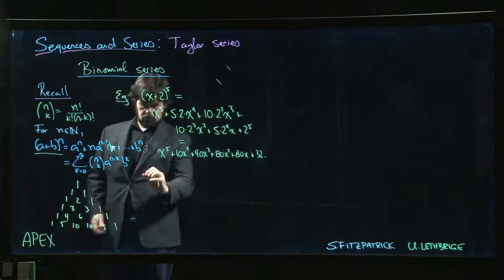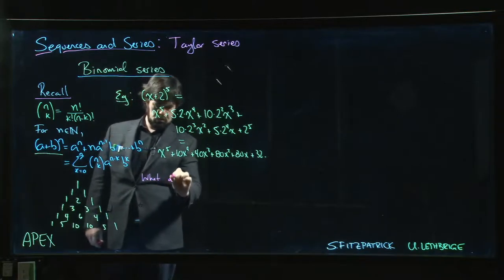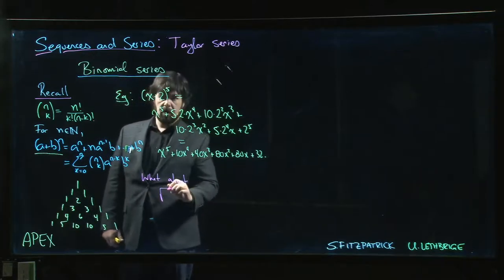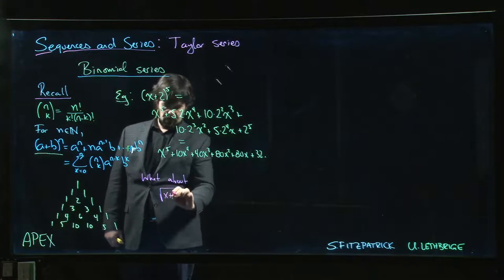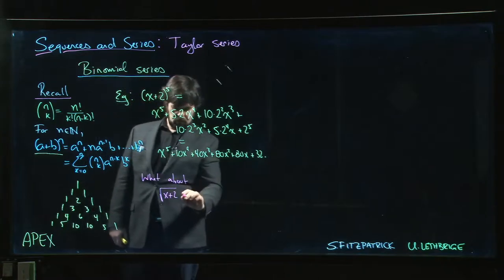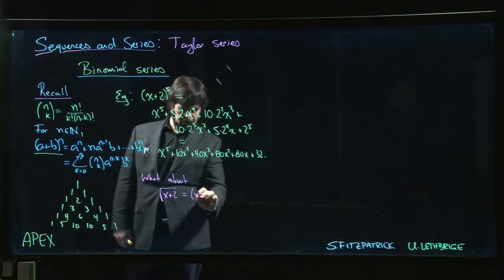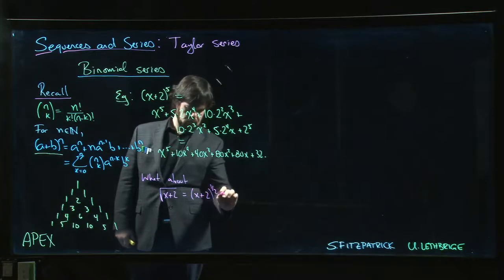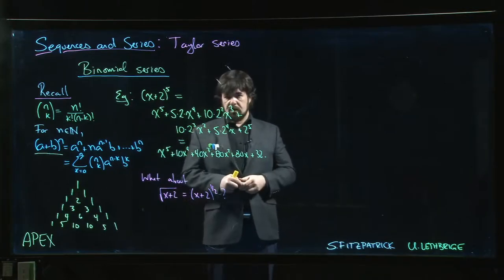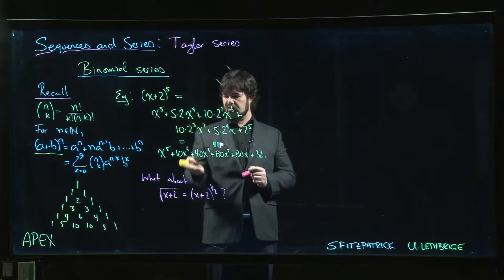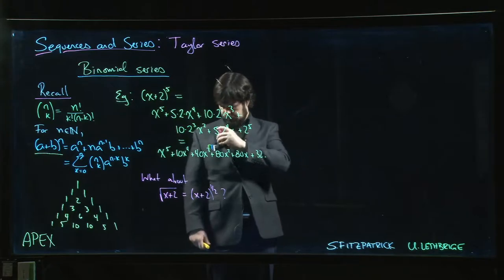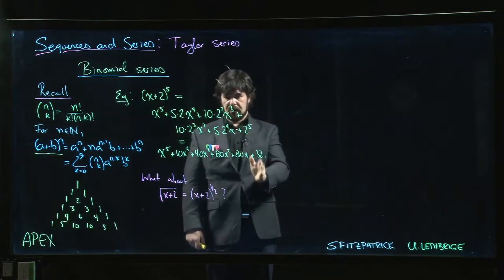But now we want to extend and say, okay, well, what if we wanted to do something like the square root of x plus 2 rather than x plus 2 to the fifth? After all, x plus 2 to the one half is still a power of a binomial. It's just that now it's a fractional power. So how do you do that? Can you expand? Is there a similar expansion formula that gives you a similar result? We'll find out. So we'll pause here. We'll move on to the next video.